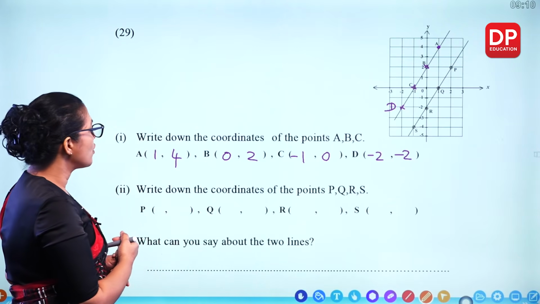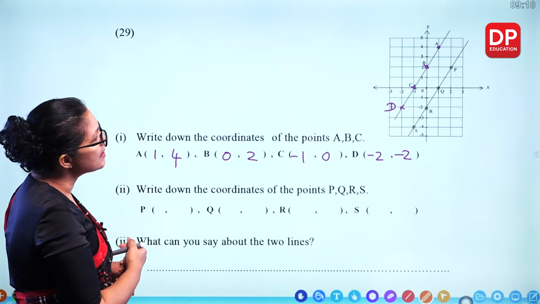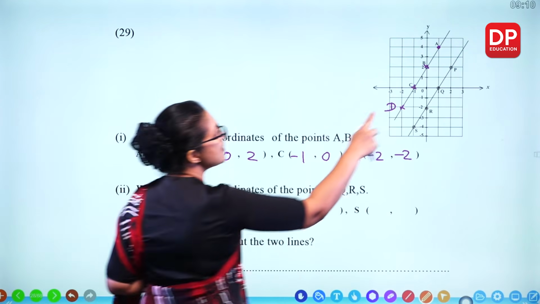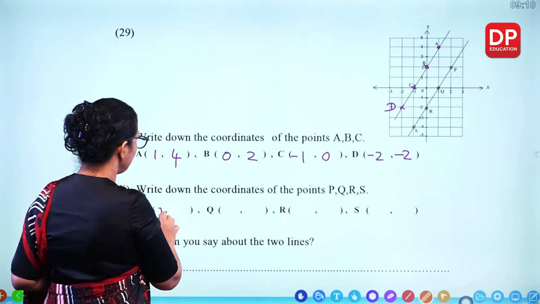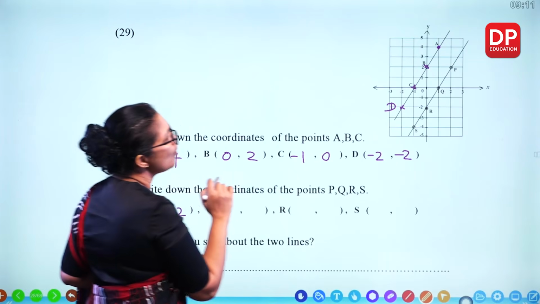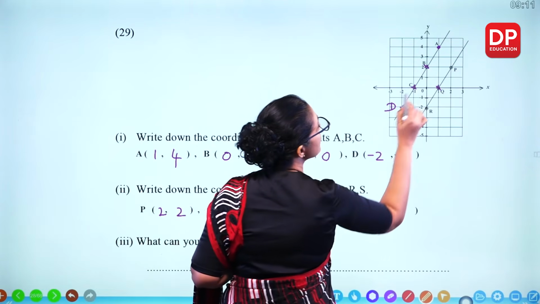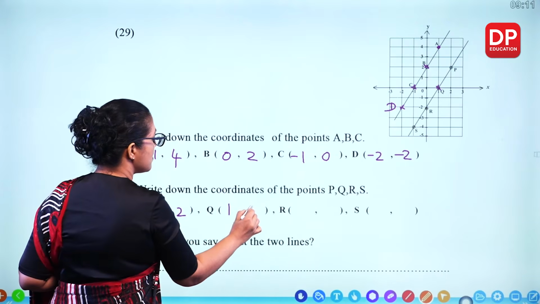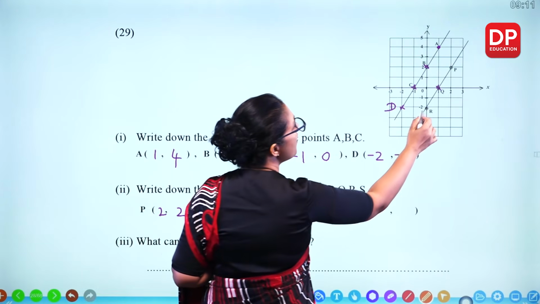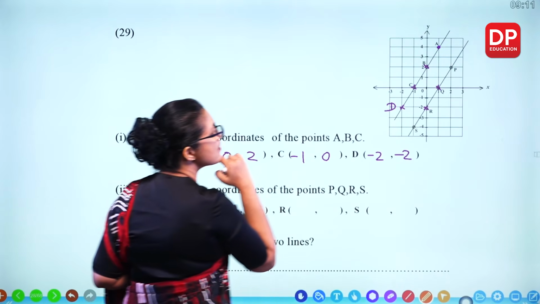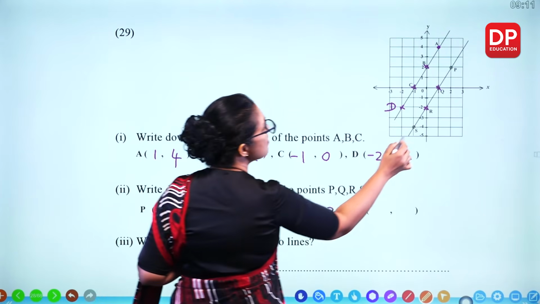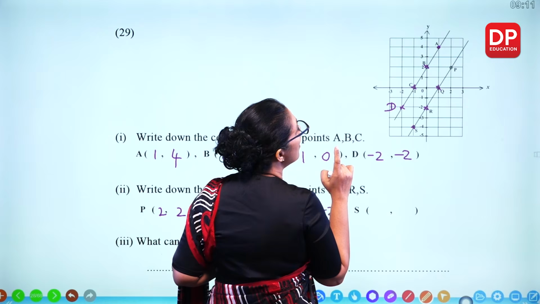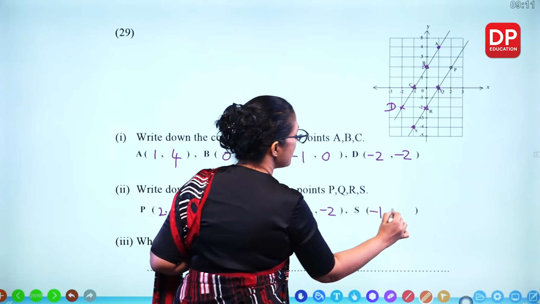Next one, write down the coordinates of the points P, Q, R, S. P is this one, (2, 2). Q on the x-axis, (1, 0). R on the y-axis, (0, minus 2). S is this point, (minus 1, minus 4).